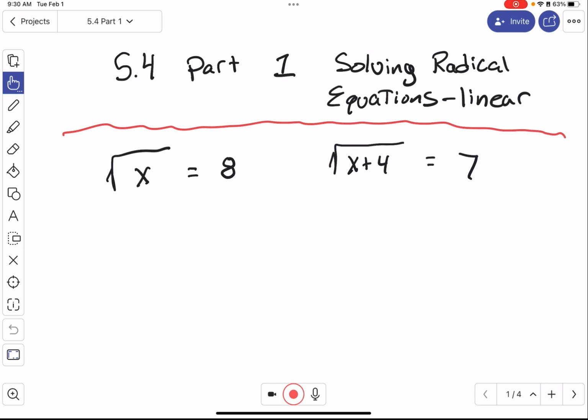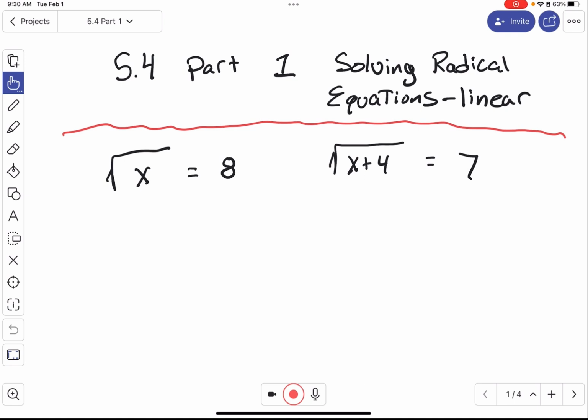So yesterday we talked about radicals and being able to graph radicals, both cubic roots and square roots. Now the next 2 days we're going to spend on section 5.4, which is solving radical equations. Today when we solve those radical equations, we're going to make sure that everything we have is kind of linear. So we're going to get an x equals something or an r equals something.